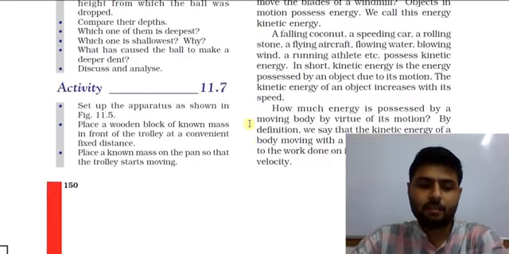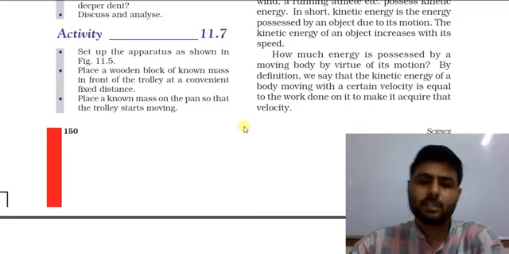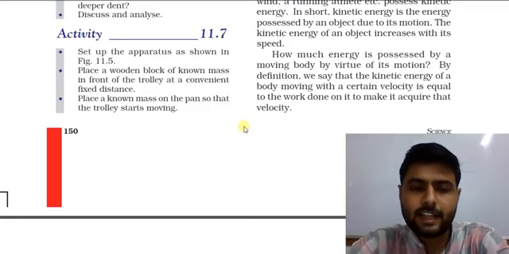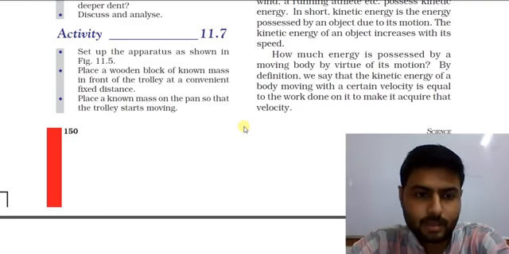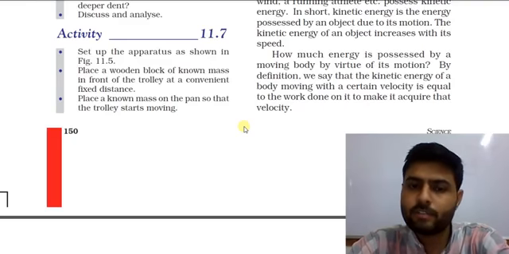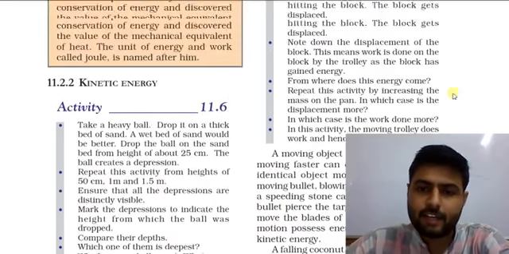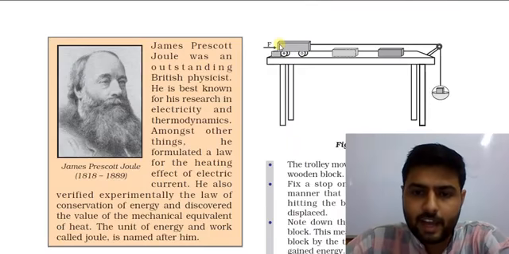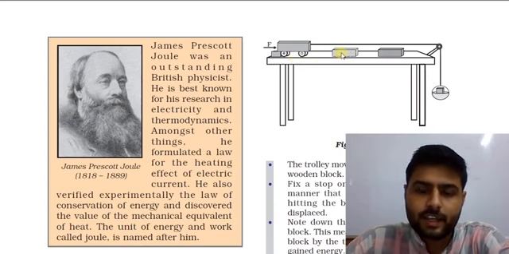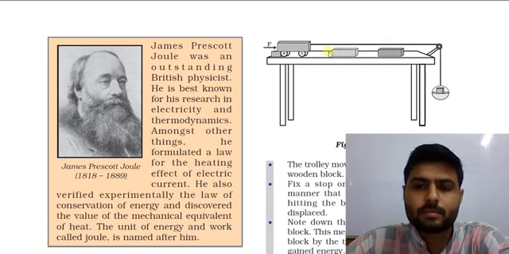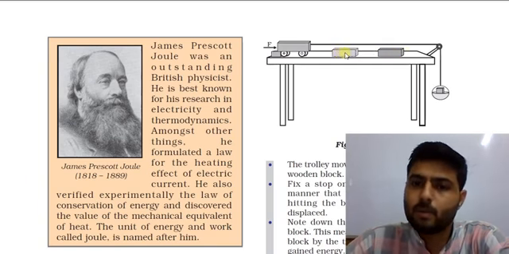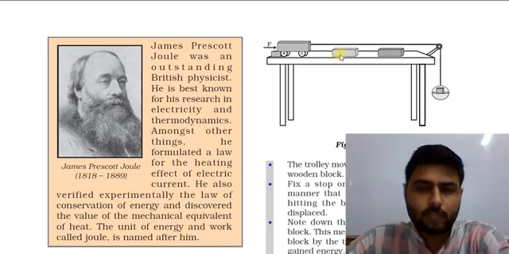After that, we have activity number 11.7. Let's see activity number 11.7. Set up the apparatus as shown in figure 11.5. So we have here figure 11.5. In that we have one trolley. This is the trolley. Here is one block. In this figure you can see two blocks, but it is not actually two blocks, it is one block. We will see in this activity the meaning of these two blocks.